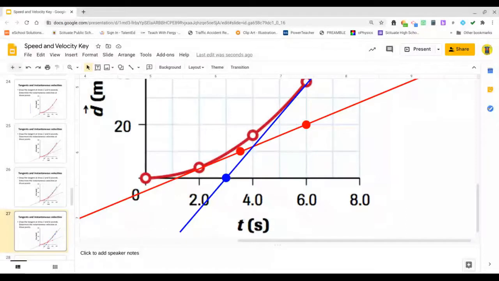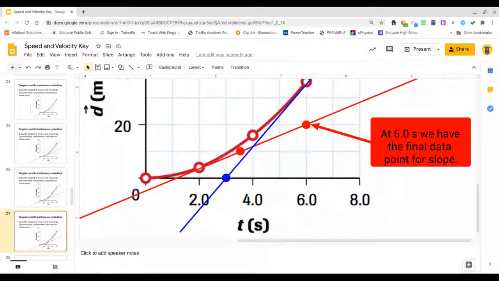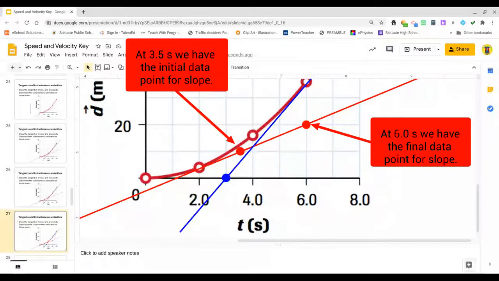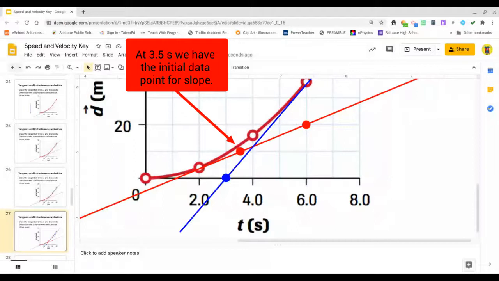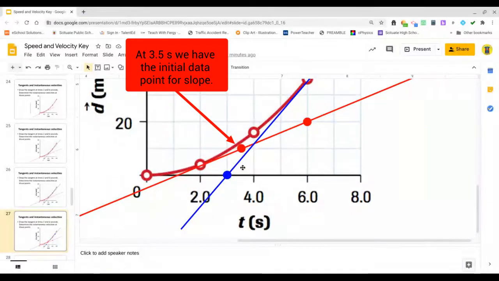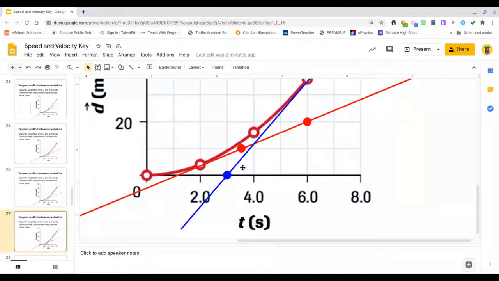So it happens that the red line crosses here at 6 seconds and 20 meters. So that's a good data point. This other one right here hits at, so that goes up by 10, so it hits at 10 meters, and it just so happens it's right in the middle of 3 to 4 seconds. So that's 3.5 seconds. So that makes life a little easier. So I'm going to type that in.